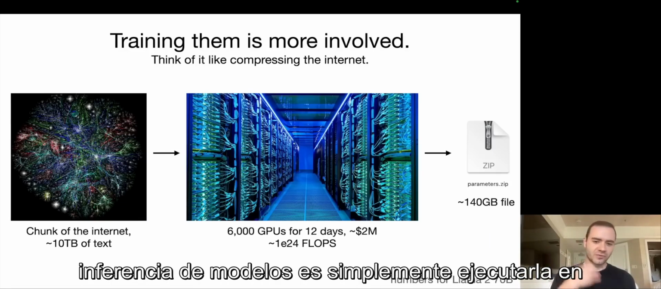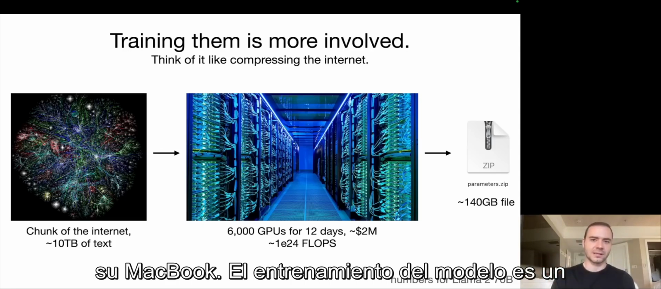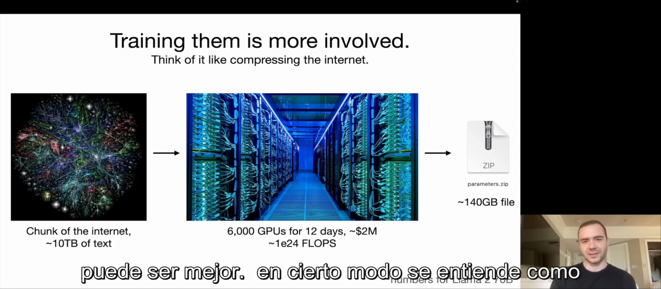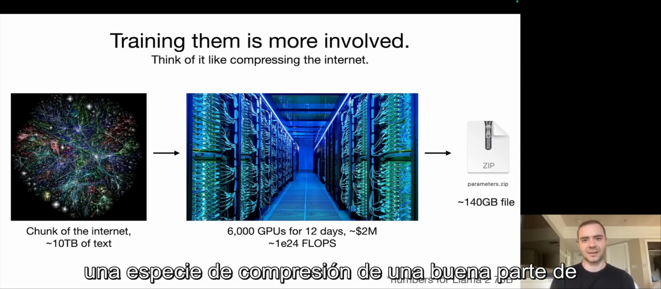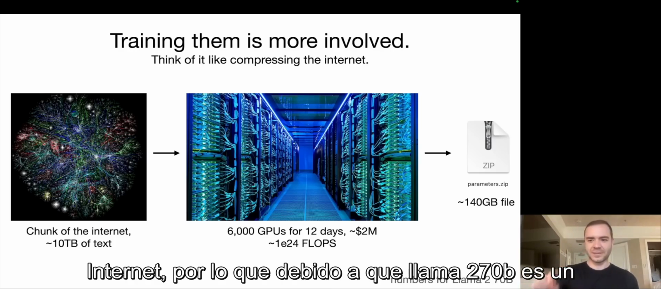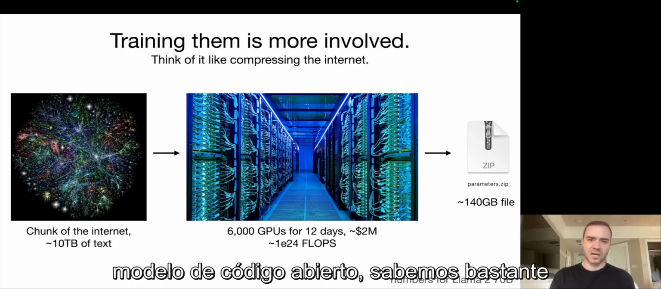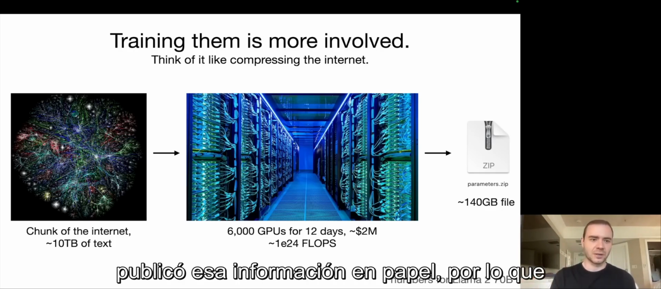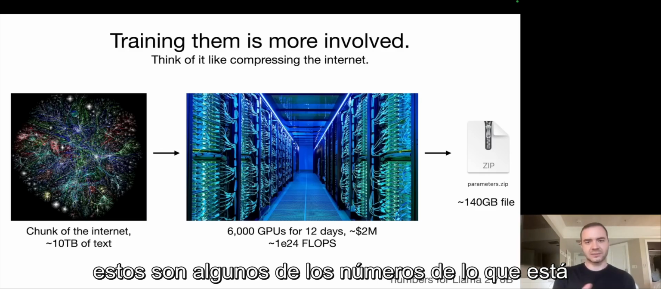Model inference is just running it on your MacBook. Model training is a computationally very involved process. What we're doing can best be understood as a kind of compression of a good chunk of the internet. Because Llama 2 70B is an open source model, we know quite a bit about how it was trained, because Meta released that information in a paper. So these are some of the numbers of what's involved.